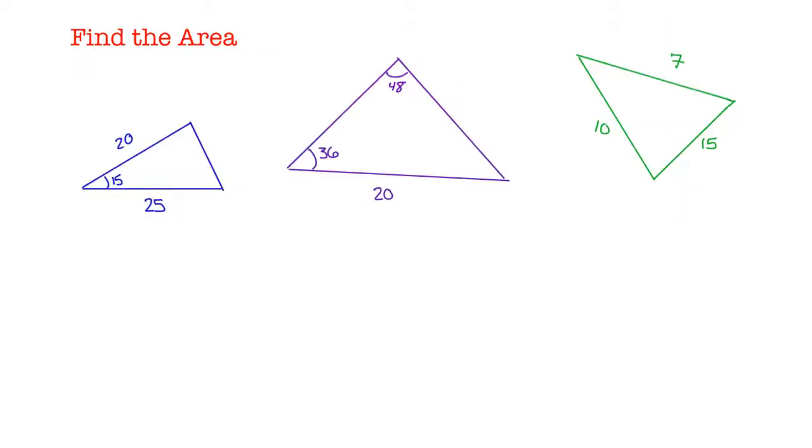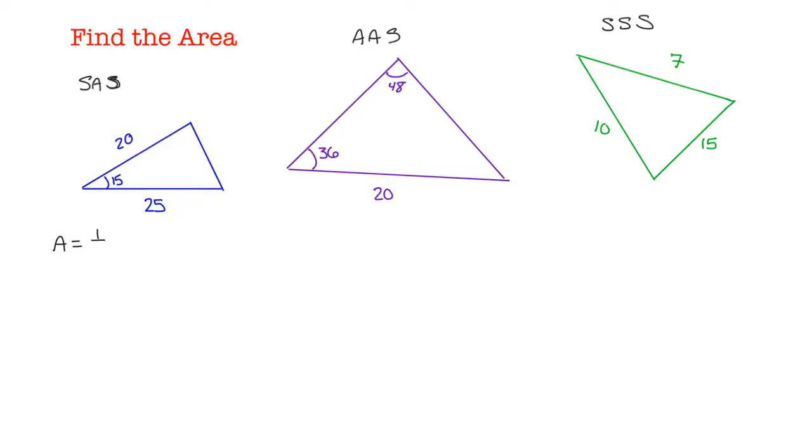So let's go ahead and apply this, finding the area. Remember, this one is side, angle, side. This one would be an angle, angle, side. And then this one would be a side, side, side. So with side, angle, side, we use the first one.